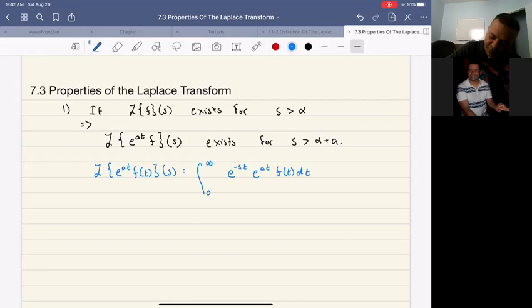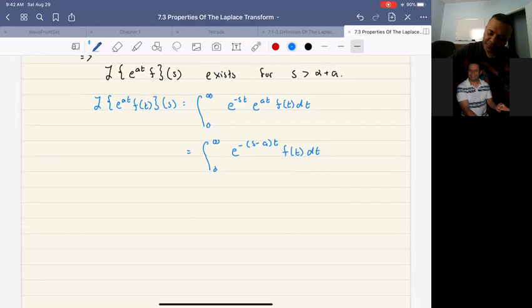We're just going to play around here with the exponents. So from 0 to infinity, we write e to the negative (s minus a)t, f of t dt. Now, since the Laplace transform exists, that means we know this integral exists.